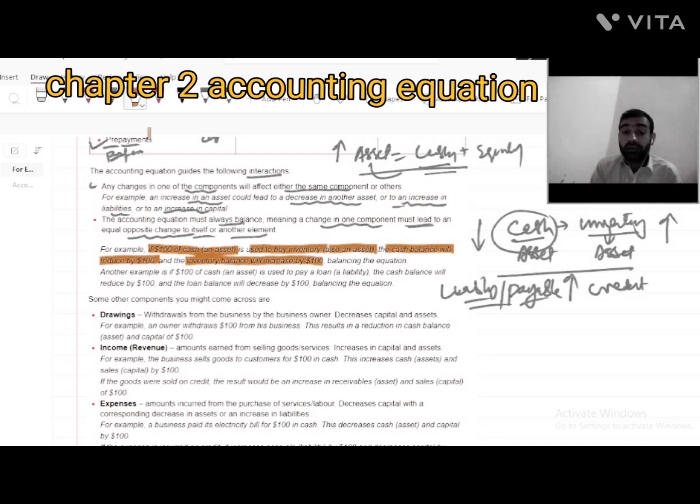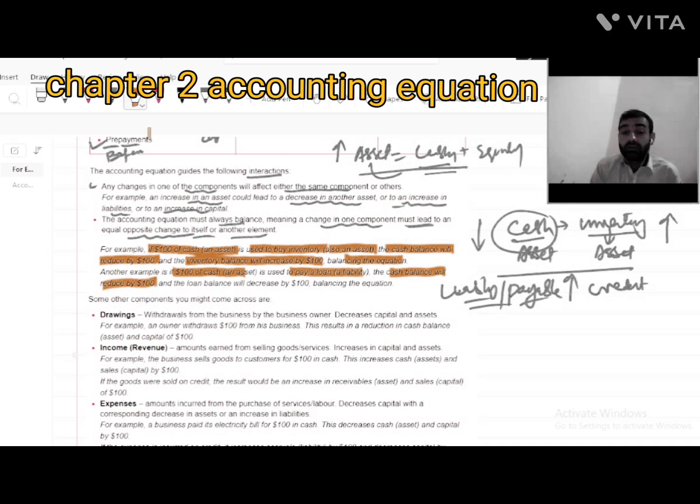Now another example. If $100 of cash, an asset, is used to pay a loan, a liability, the cash balance will reduce by 100 because you are paying your loan, your liability, and the loan balance will decrease by 100 because you are paying it. So that is the balancing of the equation.